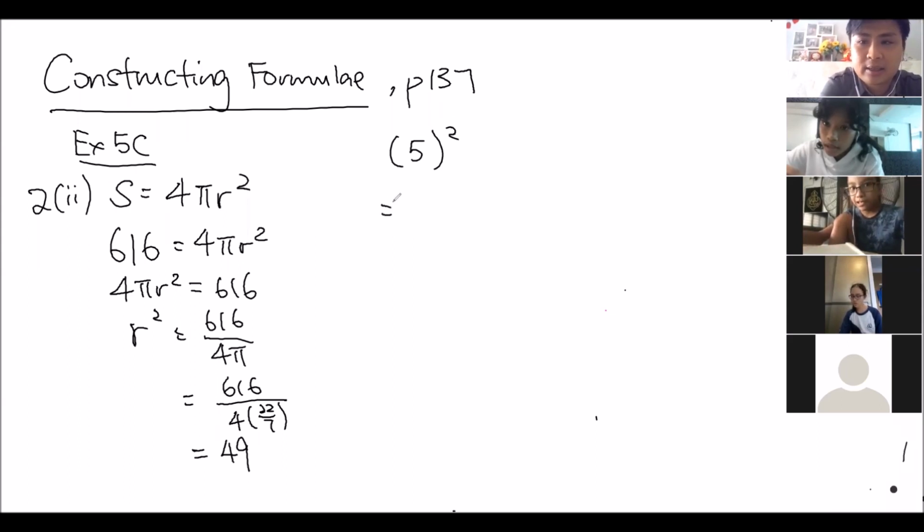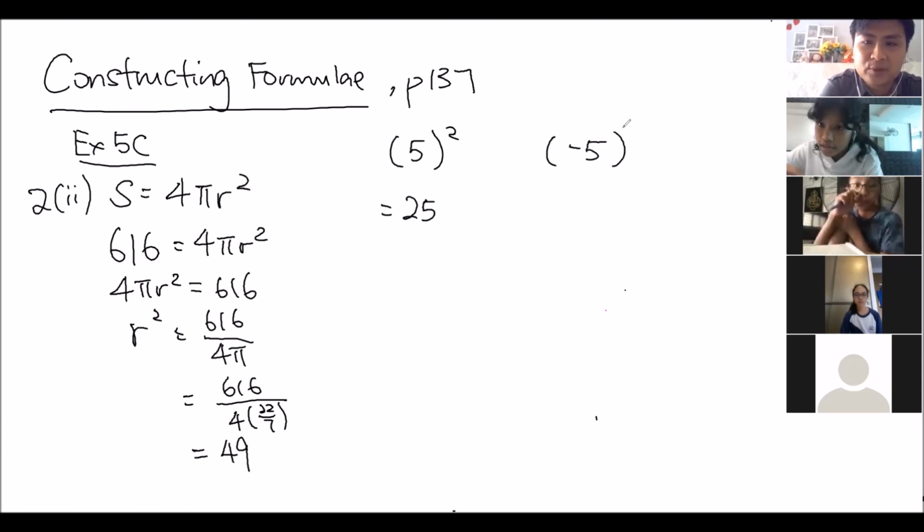No. 5 square means what? 5 times 5. 5 square means 5 times 5. Not 5 times, 25. 5 square is 25. What is the value of negative 5 square? Negative 25. Okay. This one, definitely be very careful.